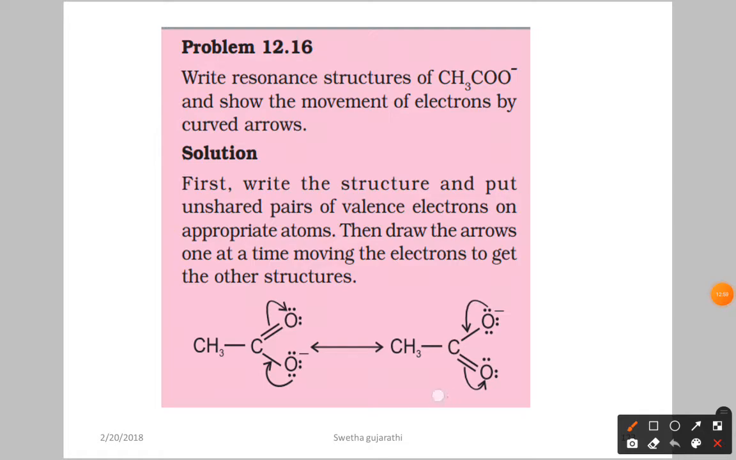In the same way you can write the structure from here to here. Here you are shifting the lone pair of electrons to the adjacent bond. So this pair of electrons converts into a pi bond. Here you can see the pi bond. Now here the pi bond is shifted to the adjacent atom, and on the adjacent atom you can see the lone pair. So you can write the structure from here to here. So this indicates what? The resonance structures of the acetate ion.